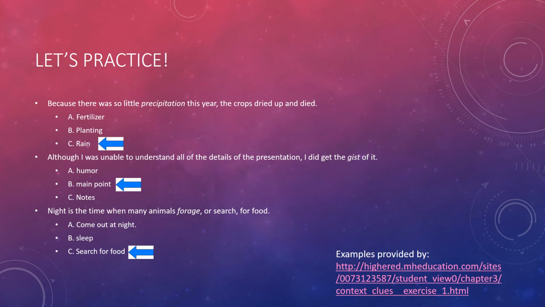C, search for food. This shows you an example of using an example in the sentence as a context clue. Night is the time when many animals forage or search for food. It tells you right in the sentence what forage means. It means to search for food.